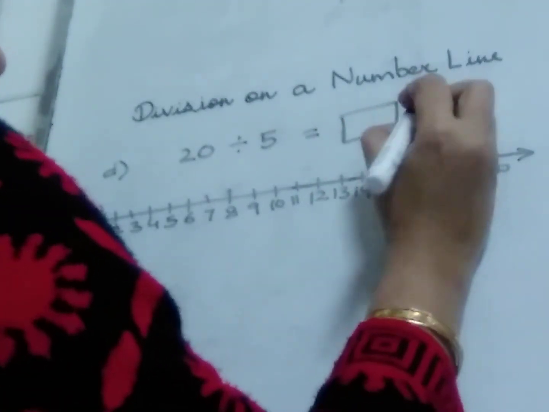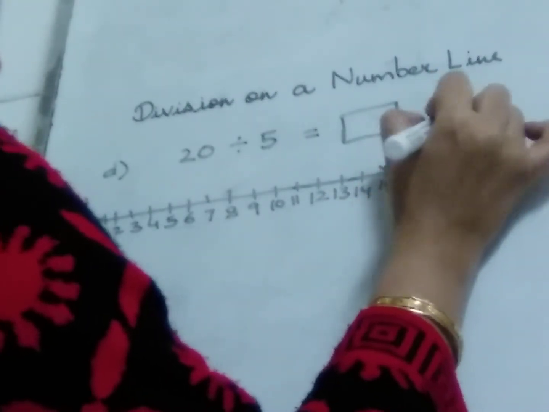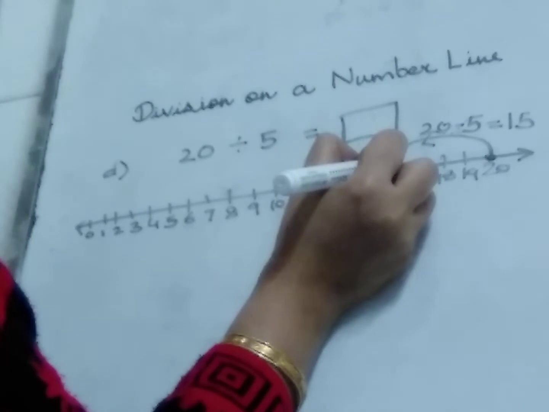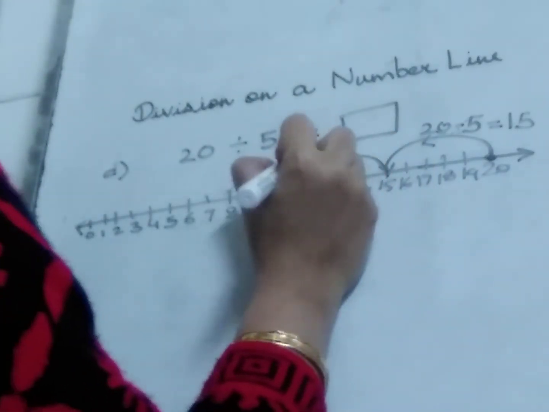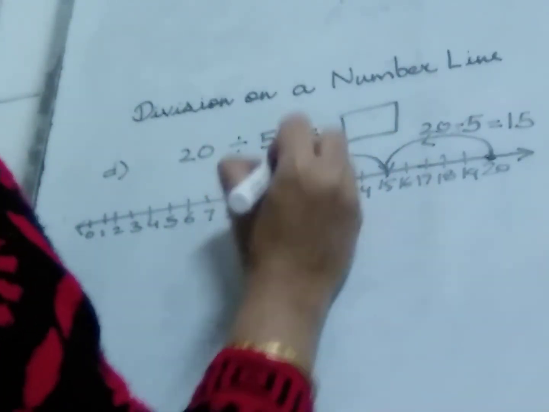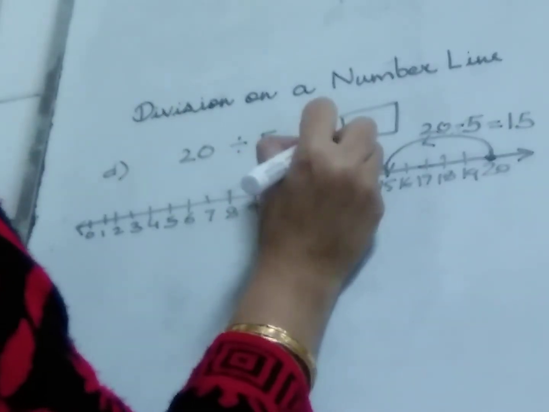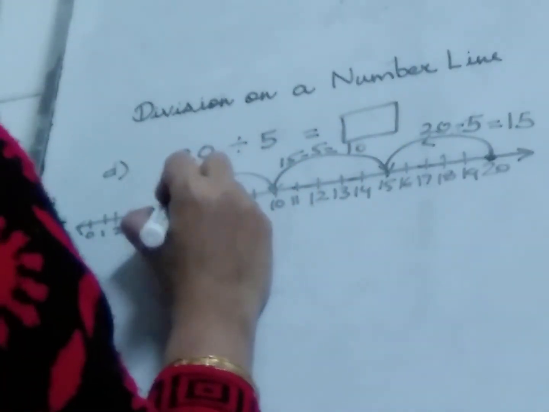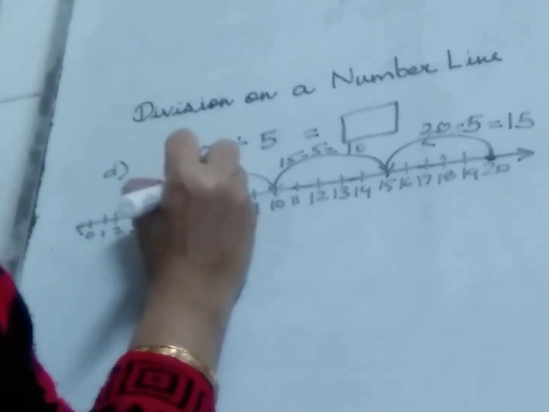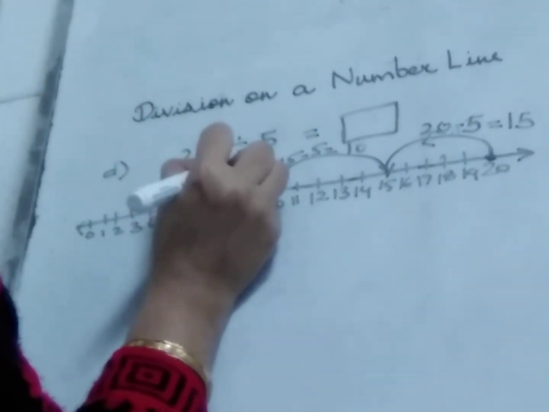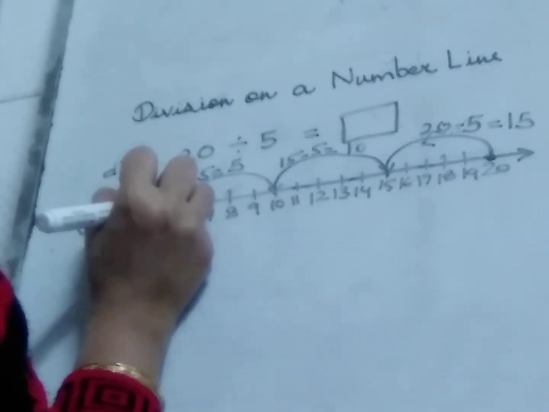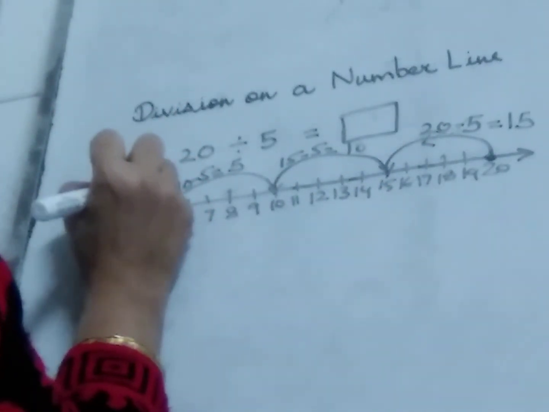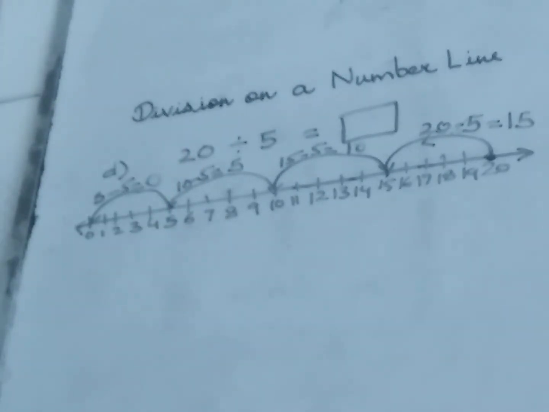So when you step back 5 at a time, you get 20 minus 5 is equal to 15. 15 minus 5, you get 10. 10 minus 5, you get 5. And the last one is 5 minus 5, you get 0.